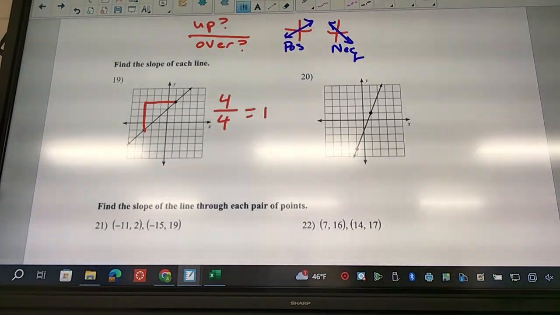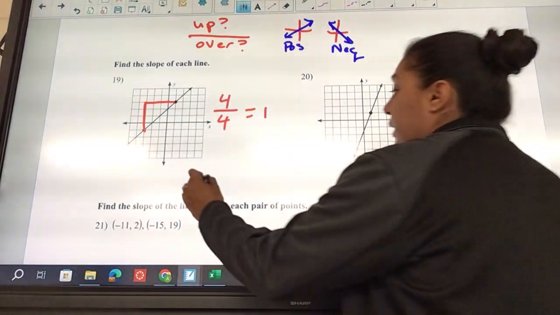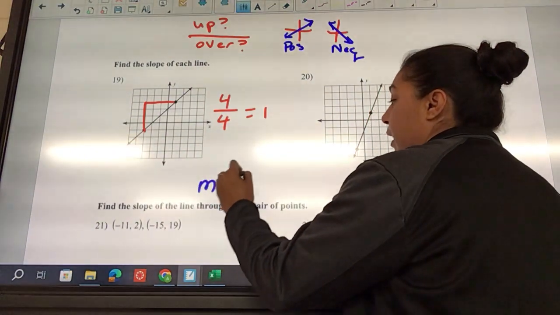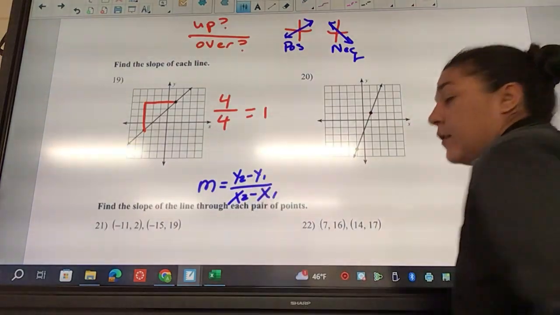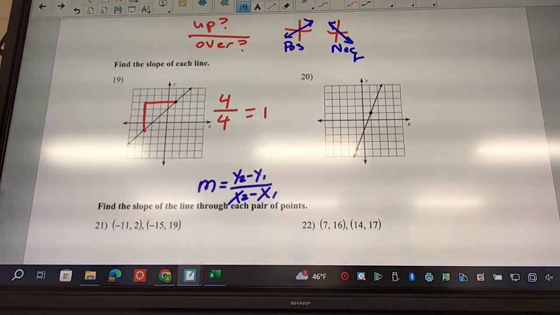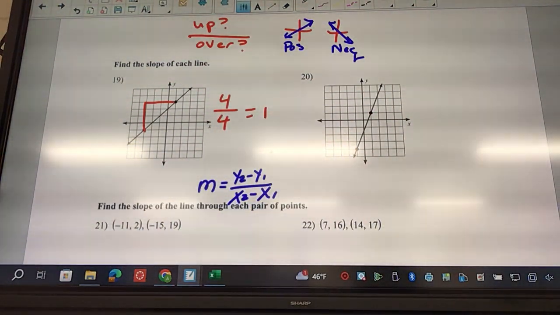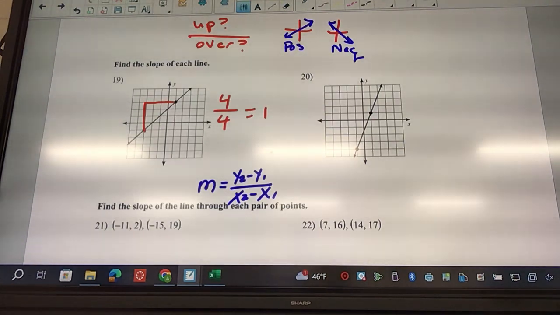Okay, find the slope through each pair of points. You're going to need this formula. Make sure it is on your sheet. M equals y2 minus y1 over x2 minus x1. You will absolutely need the formula. You're not going to be able to do it without it.